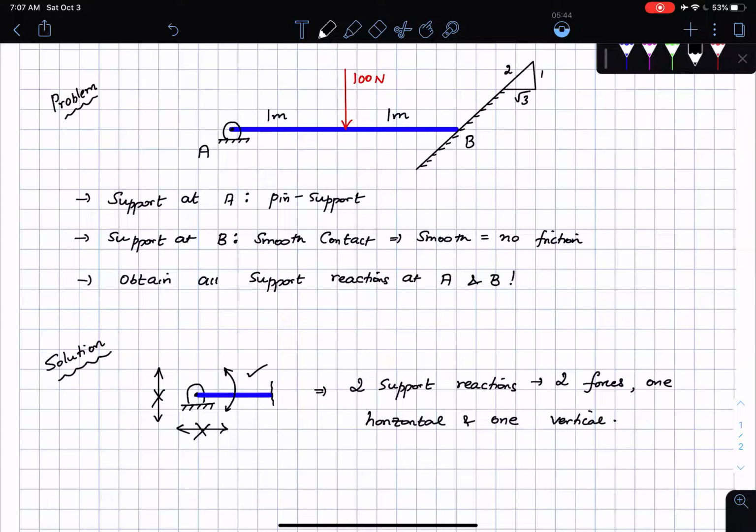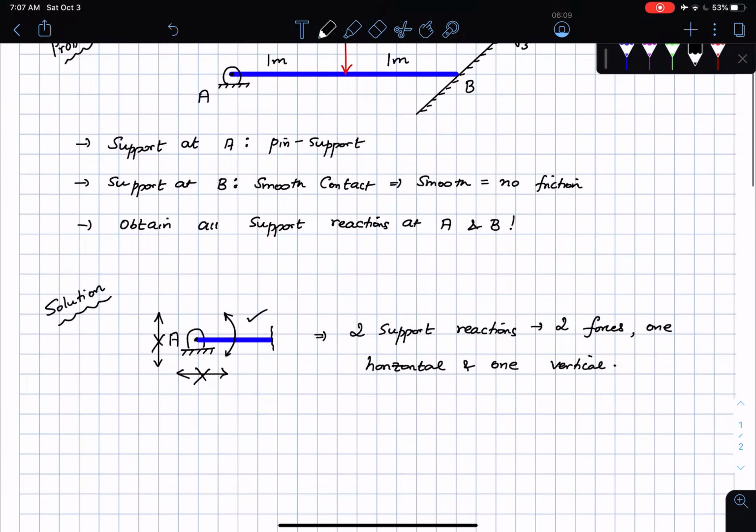Since this support is not preventing rotation, I'm allowed to rotate at the point A, even though the entire problem itself may not allow me to rotate. If I just look at it from the perspective of just the pin support, I'm allowed to take this body and rotate it about the point A. Okay, so which means that there is a rotation allowed, so there is no reaction moment in this problem.